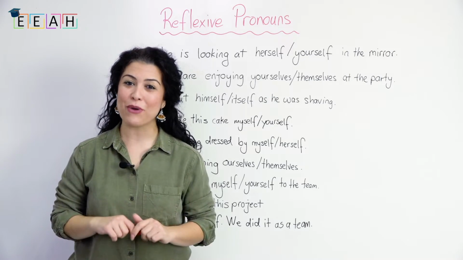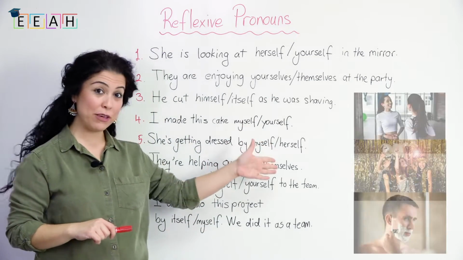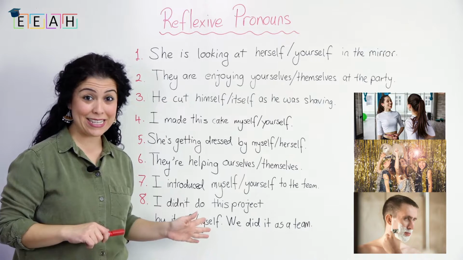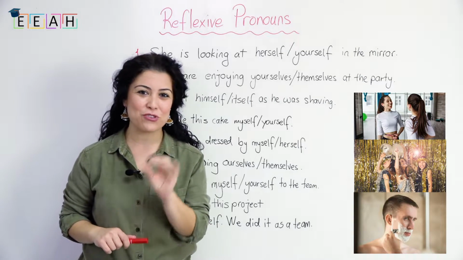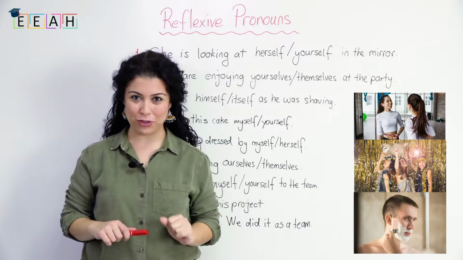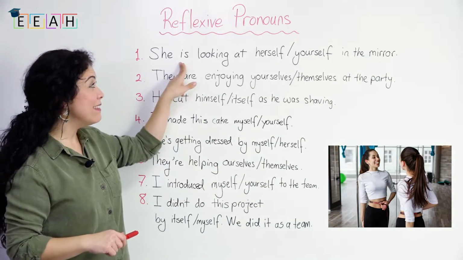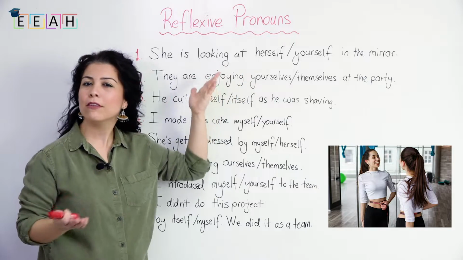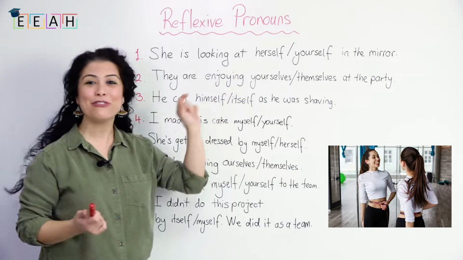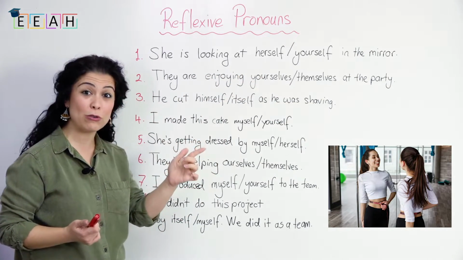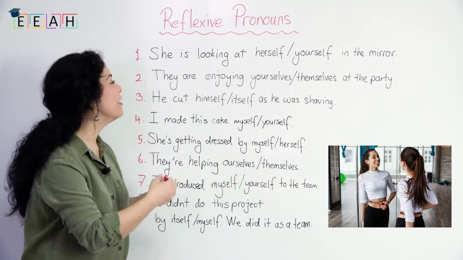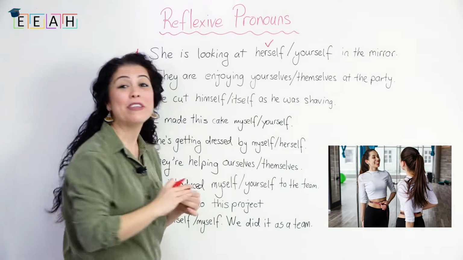Are you ready to practice? Now, look at the pictures and read the sentences. Don't forget to choose the correct reflexive pronoun with me. Let's go. Number one, she is looking at herself in the mirror. So she's the one who is looking and she sees herself. She's looking at herself in the mirror.